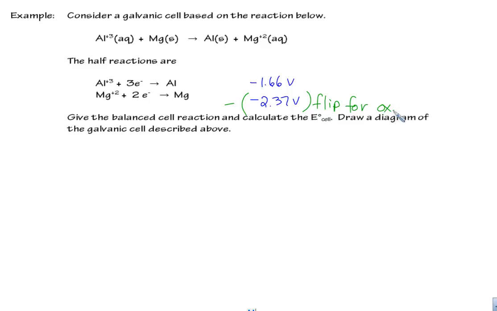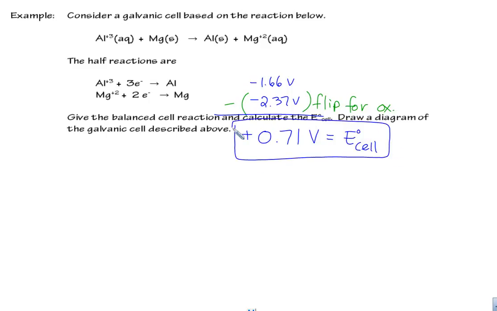How do you know which one to flip? You have to keep a positive cell potential. If I flip that second one, I will be left with a positive. So let's do that first. Okay, so now I'm going to have the negative 1.66 and positive 2.37 for an overall positive 0.71 volts. That's my E cell, and if you want, you can put the little degree in there. We're assuming that if we're not told otherwise, this is at standard conditions: 1 molar solutions, 25 degrees.